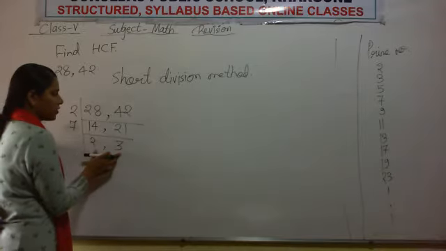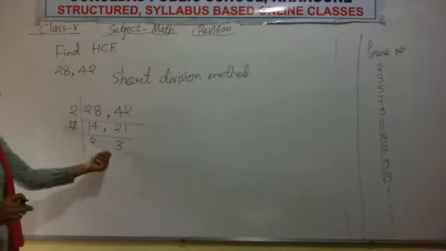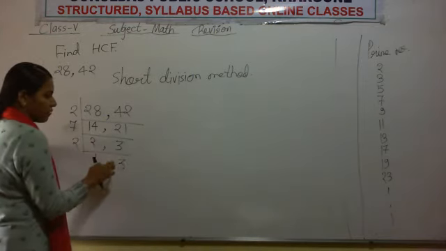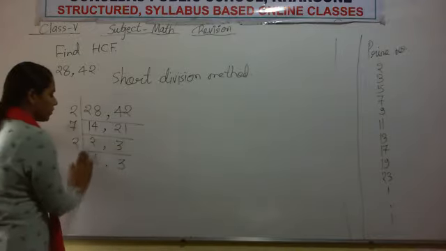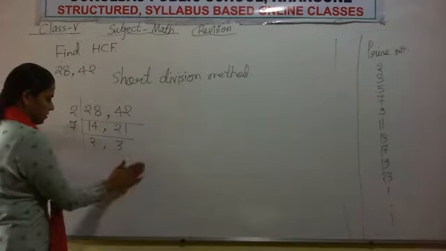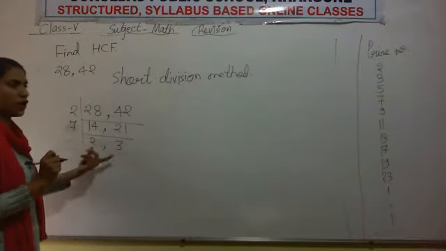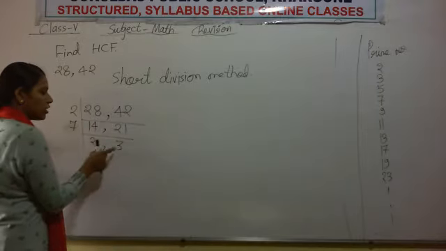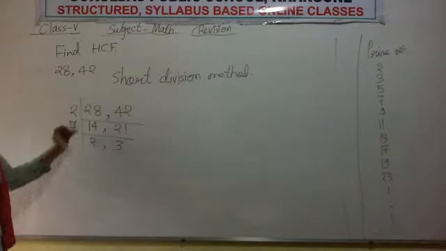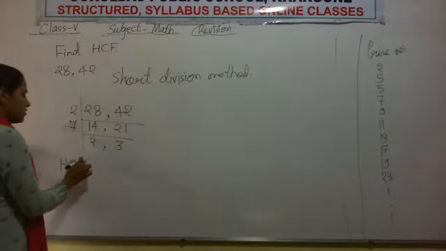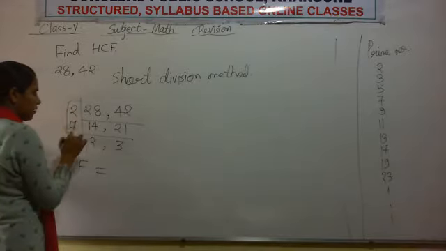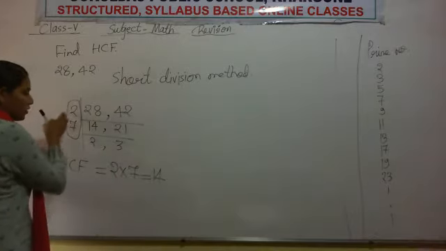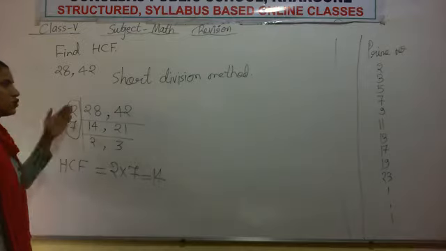Now we are left with two numbers, 2 and 3. If we divide by 2, 2 is divisible one time, but 3 is not divisible here. So we will stop our division process here. As we don't have any common factor to divide both the numbers, we will stop our division process. So HCF will be the multiplication of these two. 2 into 7 is equal to 14. HCF of 28 and 42 is 14. It is the short division method.